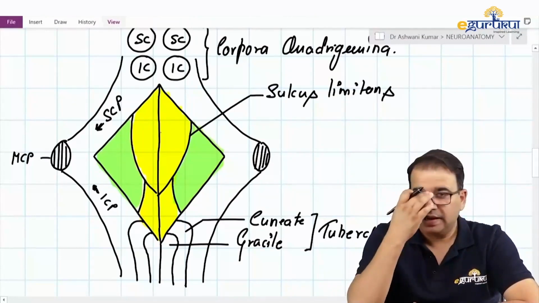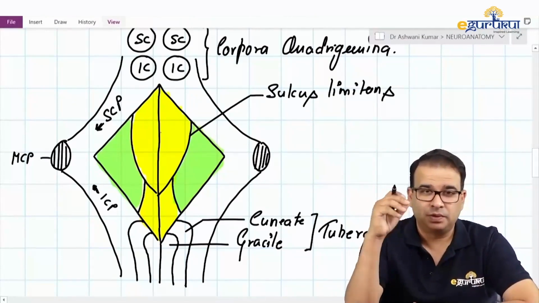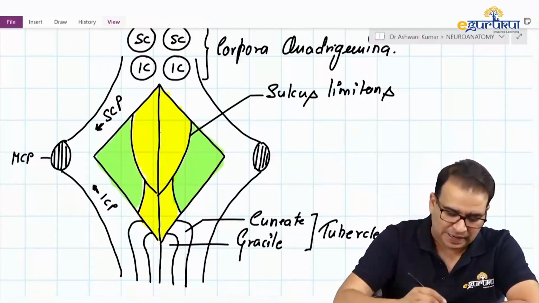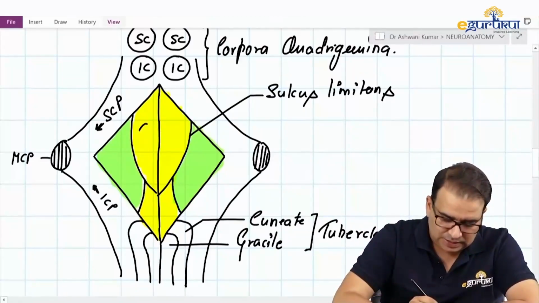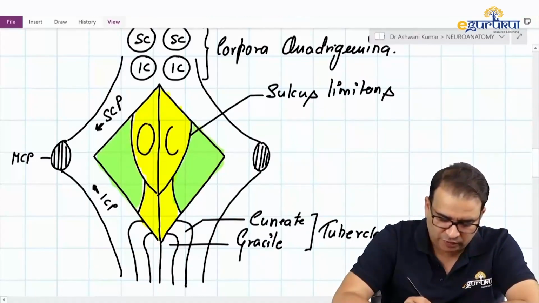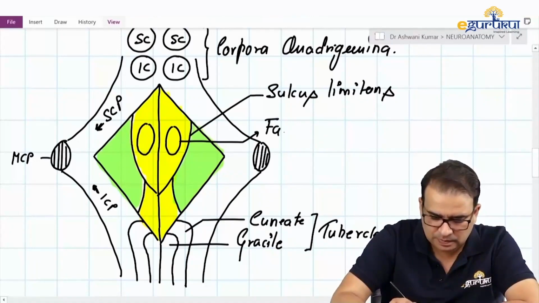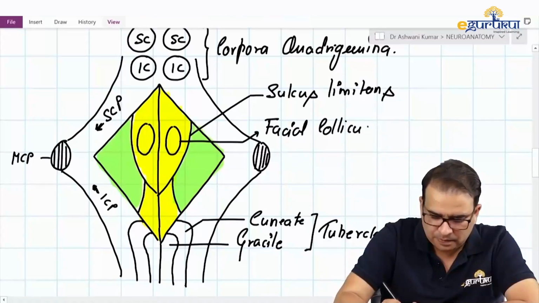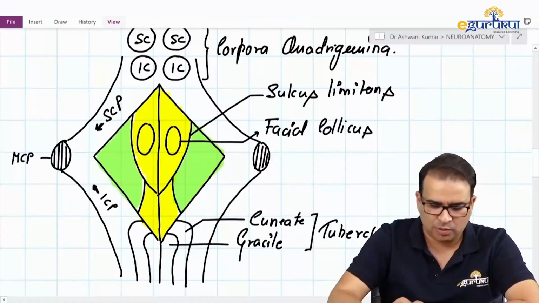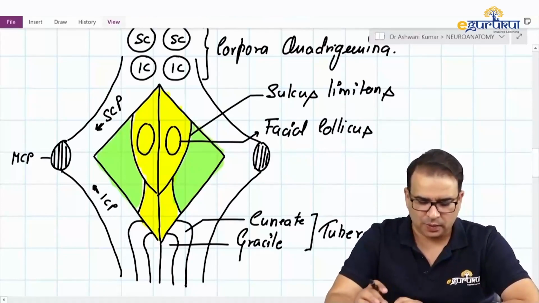The most important elevation, on which a question is asked multiple times, is the elevation called the facial colliculus. Well, in the region of the pons only, we have used this term earlier also. This is the facial colliculus. We'll talk about the facial colliculus a little more in a while.